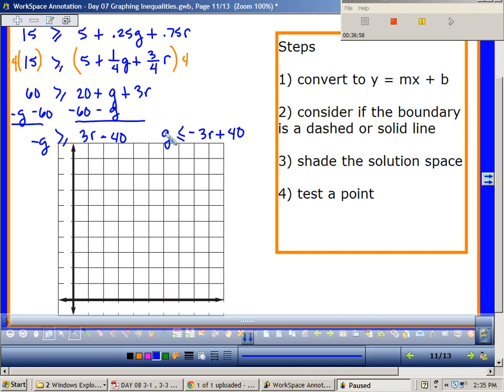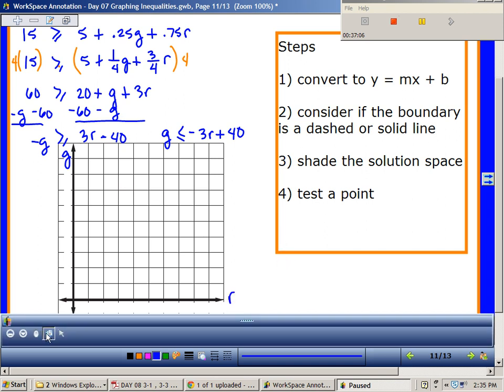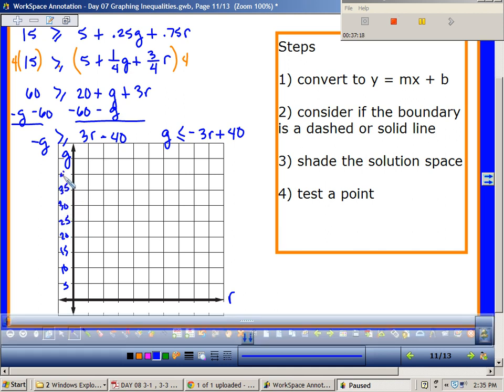G is where y usually is, right? So g goes here, and r goes here. 40. I've got to start at 40. I better count by 5. 5, 10, 15, 20, 25, 30, 35, 40. Now I could go down 3 over 1. I'm going to count by 1s here. I could go down 3 over 1, or I could make my life easier.